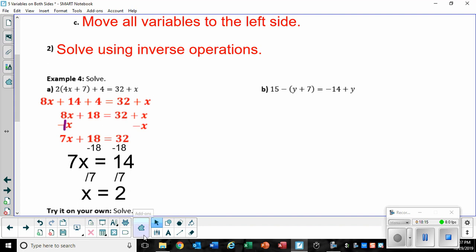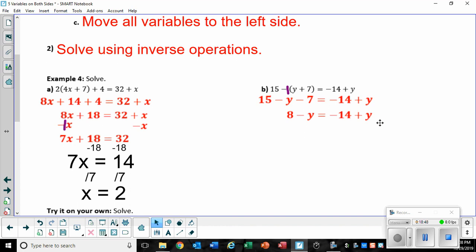Okay. Over here, I've got 15 minus that invisible 1 times y plus 7. So I'm going to go ahead and distribute that negative 1 to the y and to the 7. So I get 15 minus y minus 7 equals negative 14 plus y. There's no other distributing anywhere here, so I go into the combining part. Here I have a 15 and a minus 7. 15 minus 7 gives me 8, and I just bring down the minus y and the other side.